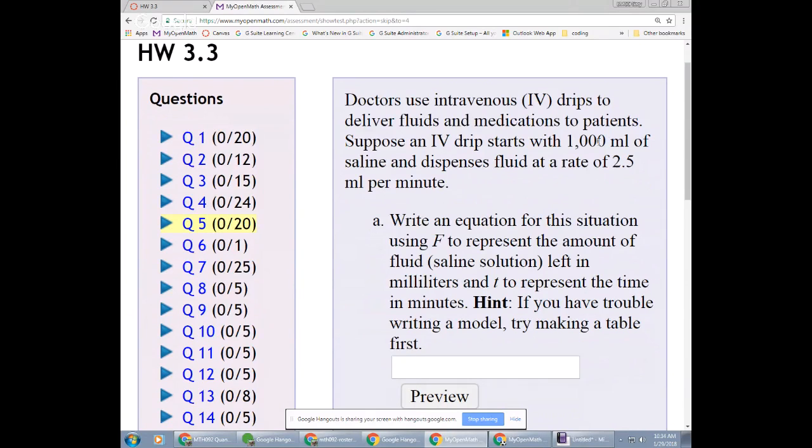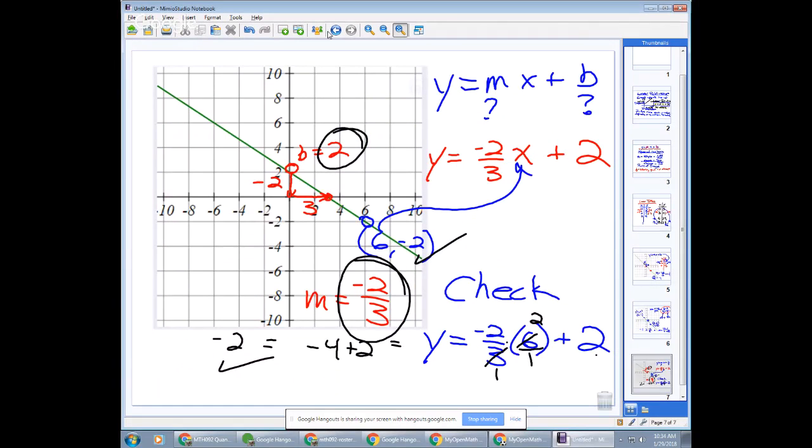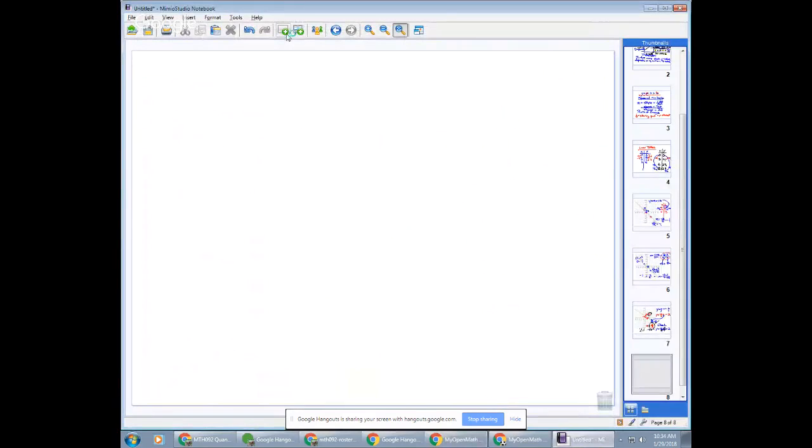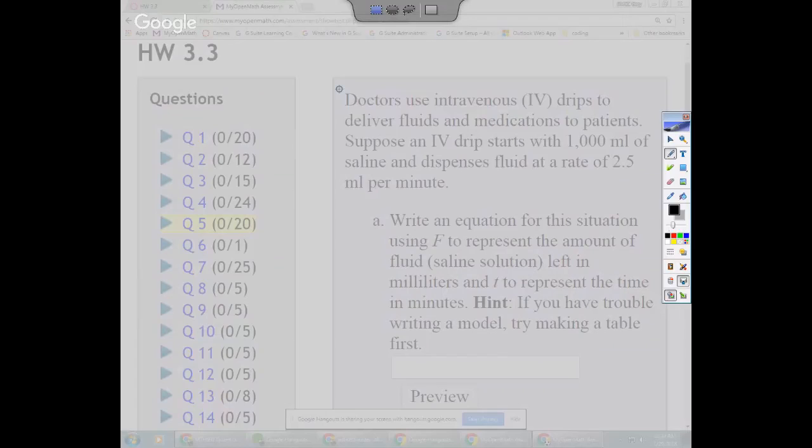That's a good thing because here they talk about milliliters of fluid and here they talk about minutes. So the information that's given is matching how they want us to write it up. Okay, so I'm going to steal part of this for my sheets. Screenshot it.